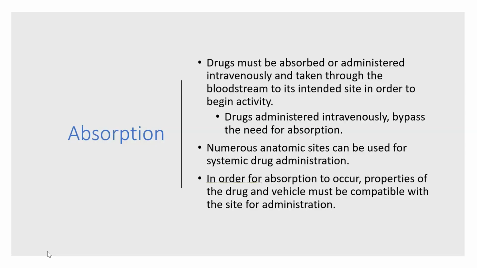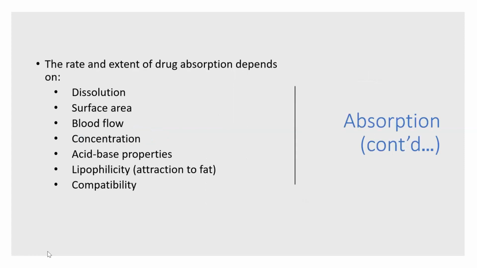So let's look at absorption. Drugs must be absorbed or administered intravenously and taken through the bloodstream to the intended site in order to begin activity. Drugs administered intravenously bypass the need for absorption, so they're quicker, okay? Numerous anatomical sites can be used for systemic drug administration. In order for absorption to occur, properties of the drug and vehicle must be compatible with the site of administration. The rate and extent of drug absorption depends on dissolution, surface area, blood flow, concentration, acid-base properties, lipophilicity, so its attraction to fat, and compatibility.